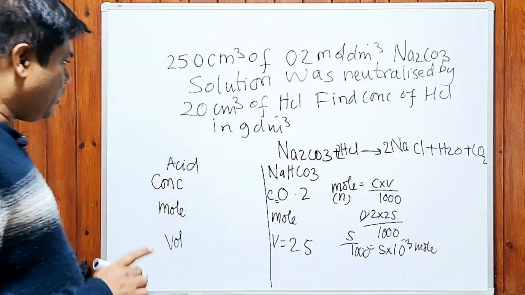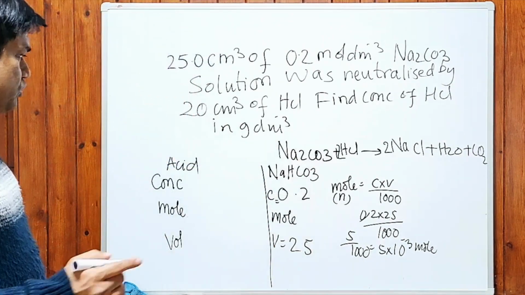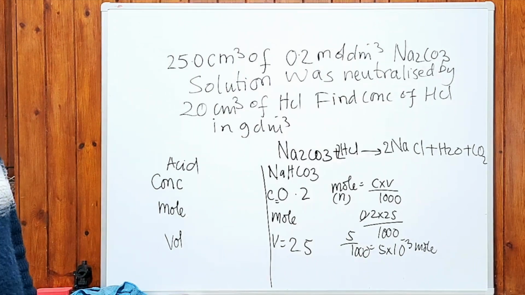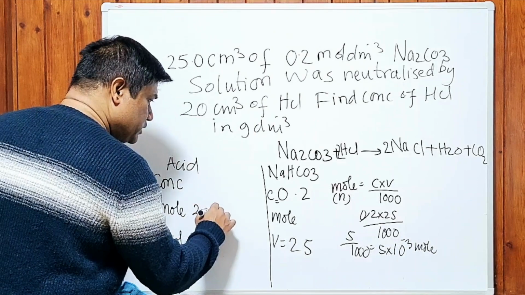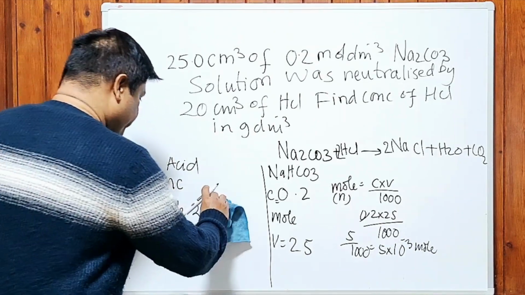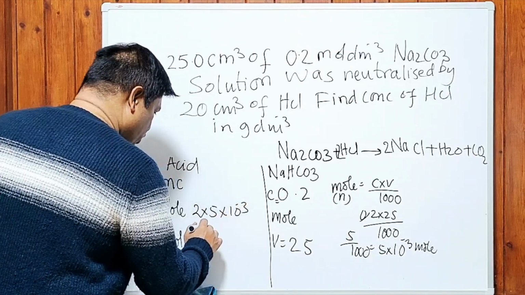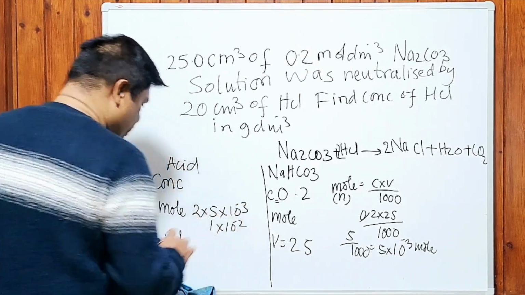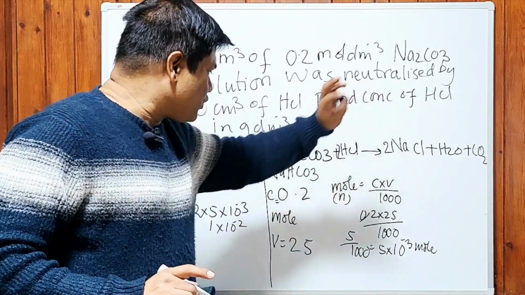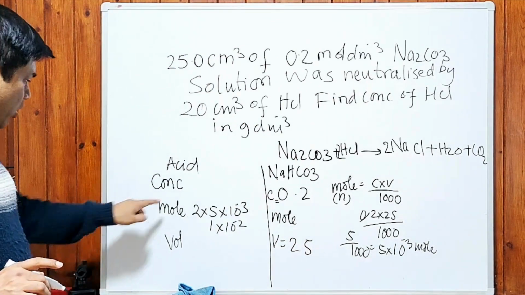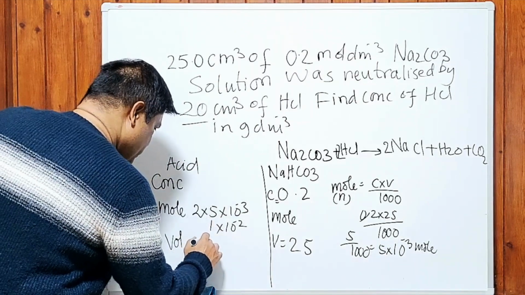Yep. Look at the molar ratio. 1:2. So to get the moles of the HCl, you have to double it. Just double the moles: 5 into 10 to the power of minus 3 doubled is 1 into 10 to the power of minus 2. That's the moles of the acid. Which acid did we use? Hydrochloric acid. Can we work out the concentration? Check whether the volume of the HCl is given. Yes, it is given, 20 cm^3.